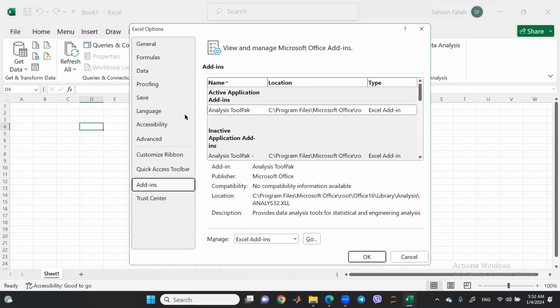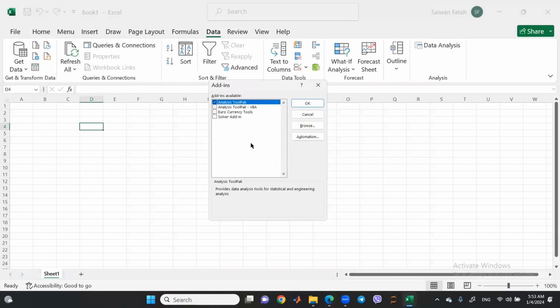And when you click it, you get this box. At the end, we have this option. Choose Excel Add-ins, click on it. Then click on Go, next to it. Once you click, you get this box. Here, you need to tick Analysis Toolpak. Look, the first one is Analysis Toolpak. Tick it, and then OK.